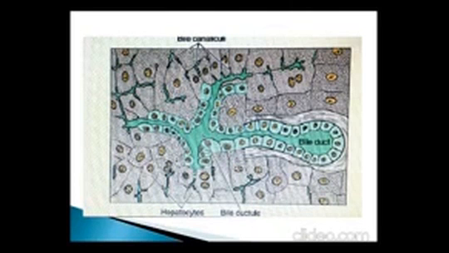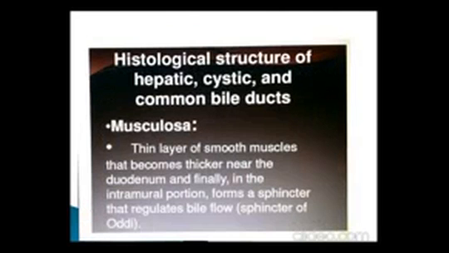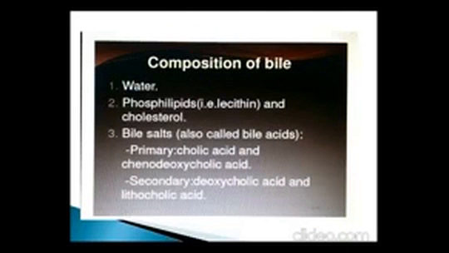Histological structures, again the hepatic, cystic and the bile ducts. We'll skip a few of the slides here. Composition of bile, the important one. Basic composition of bile could be a 3 marks question. Water, phospholipids, bile salts, also called bile acids, cholic acid, chenodeoxycholic acid.